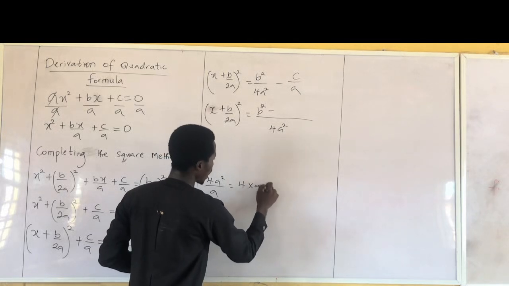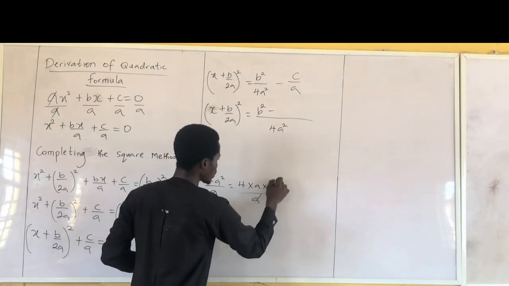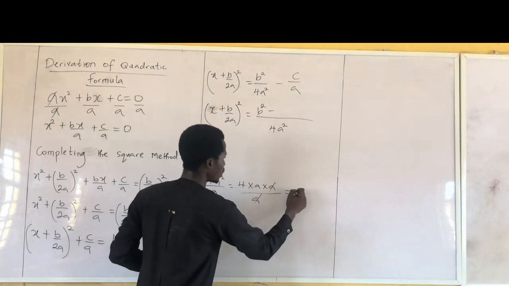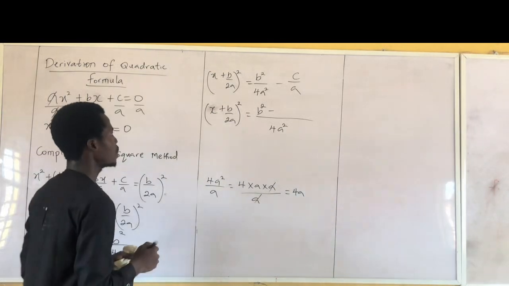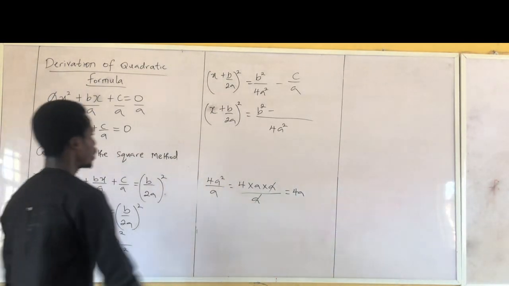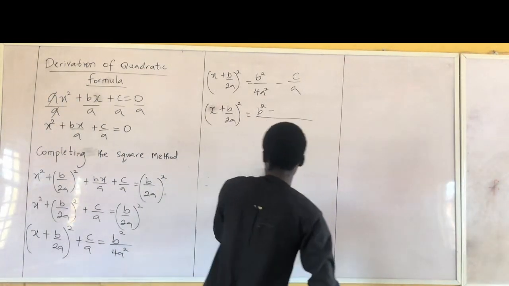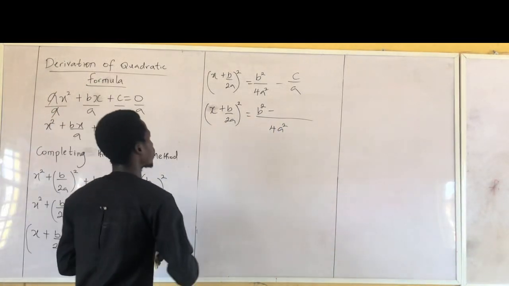A. So this cancels, and this will give you 4 times a, that will be 4a. So that means a in 4a squared is 4a.